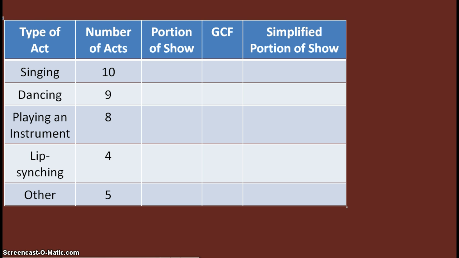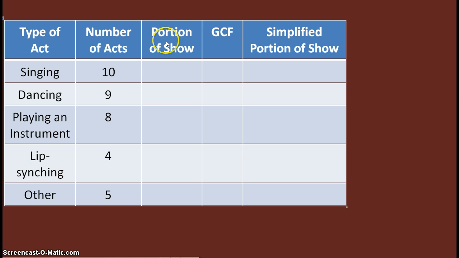Now, we know that there are 36 acts because the directions tell us so, and you could add these all up if you wished. 9 plus 10 would be 19, plus 8 would be 27, plus 4 would be 31, plus 5 would be 36. 10 of the acts are singing, 9 are dancing, 8 are playing an instrument, 4 are lip syncing, and 5 fall under the category of other.